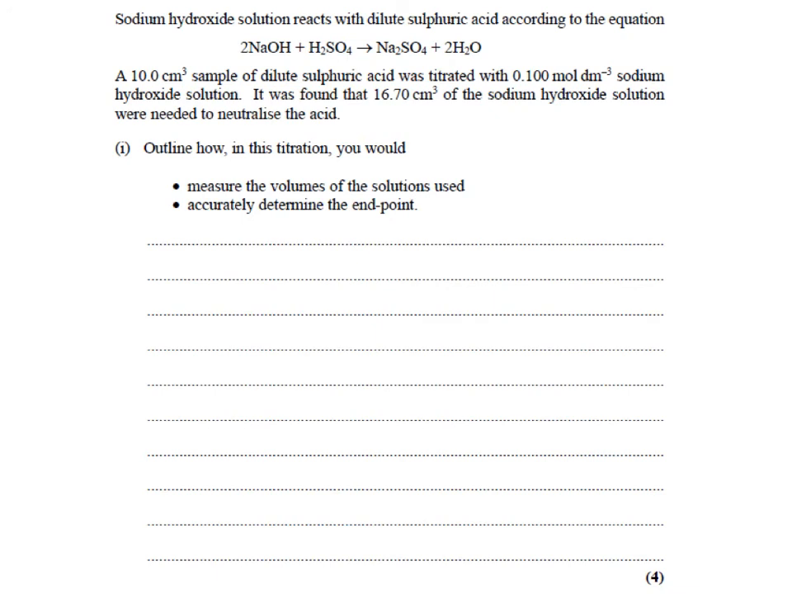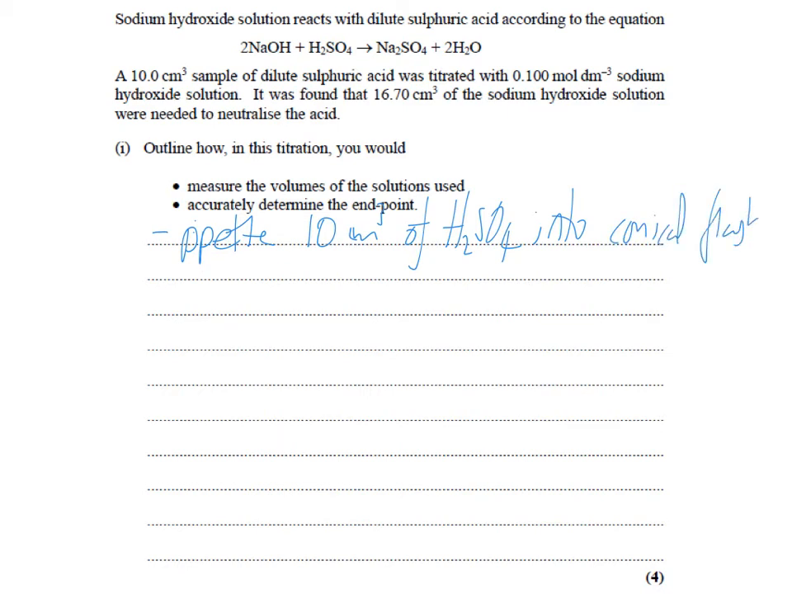Now this question is asking you to describe how you would carry out a titration, but it's very important you take on board what you're told in the actual information up here. You're told you take 10 centimetre cubed of sulfuric acid. Now in a titration you would measure that with a pipette, because you could get a 10 centimetre cubed pipette. So you pipette 10 centimetre cubed of H2SO4 into a conical flask. It's important you mention the correct apparatus here. So you've got your sulfuric acid in your conical flask, H2SO4.